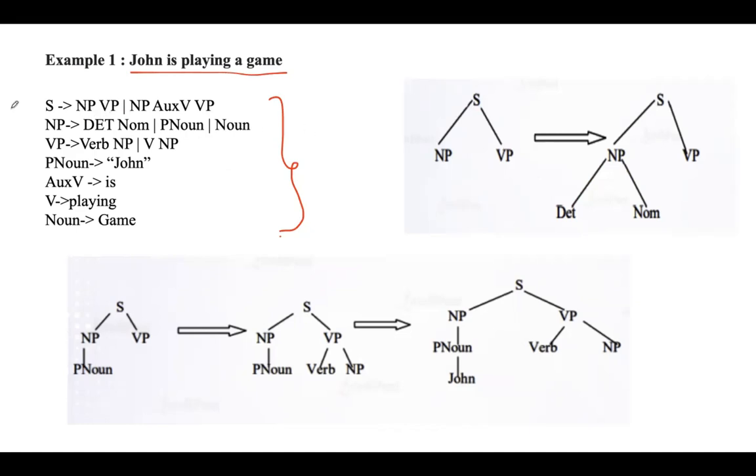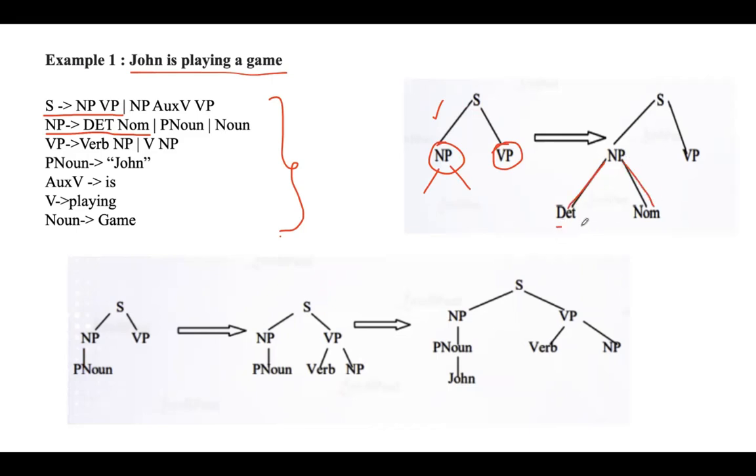So we need to start with the start symbol. Take S derives NP, VP. Yes, we derived it, so we formed this small tree. Now these are nothing but parts of speech, so these are the leaf nodes here. Then you need to expand these nodes further. So check the NP production. NP derives determiner and nominal noun. So we wrote it as NP derives determiner and nominal noun.